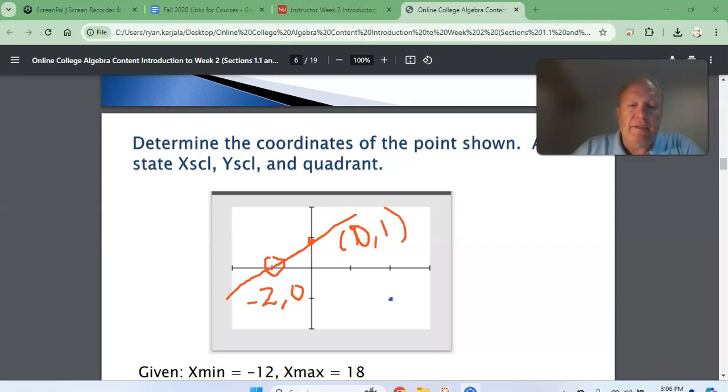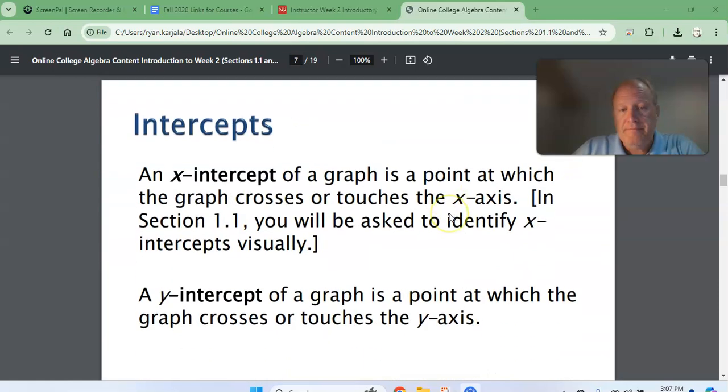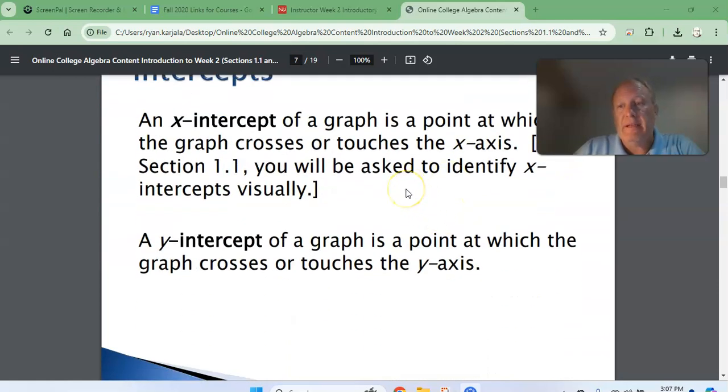And notice on the y-axis, the x value is always 0. On the x-axis, the y value is always 0. That's how it's going to work. So where the graph crosses the y-axis, the x is 0. And where the graph crosses the x-axis, the y is 0. So make sure you remember that. That's a big piece.